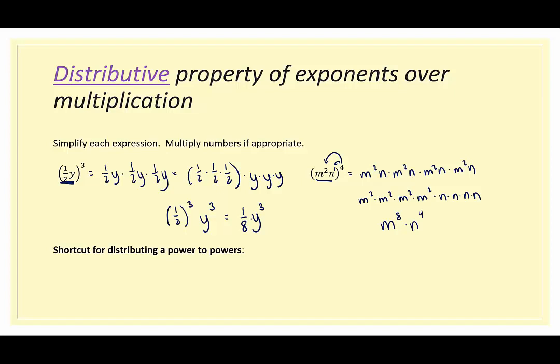So the shortcut for distributing a power to a power: for each unique base, we would do the power to a power. So if we have a b to the x, we distribute it to each base: a to the x times b to the x. If a had an exponent, we would then use power to a power and multiply the exponents.